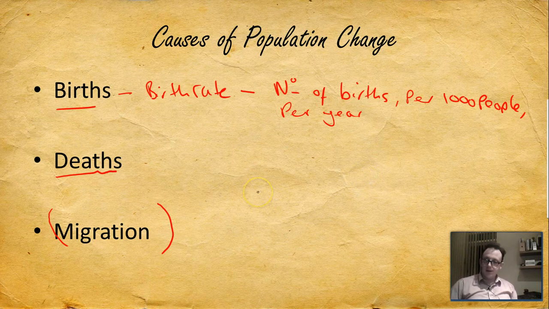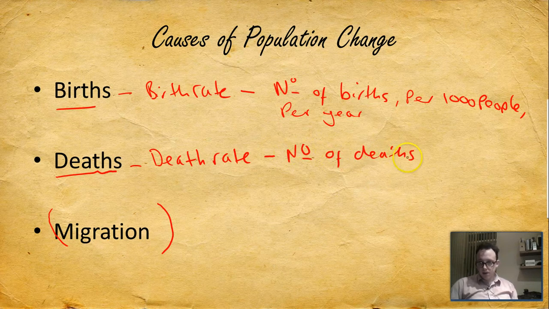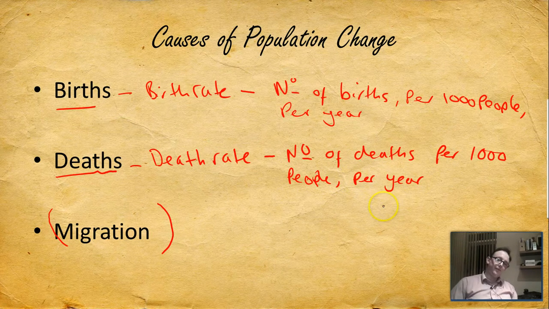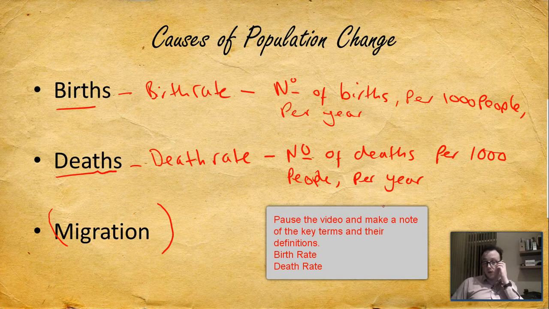Now deaths is measured in a similar way. That's called death rate, and this is quite simply the number of deaths per 1,000 people per year. Okay, make a note of those two definitions. Just pause it and jot it down.